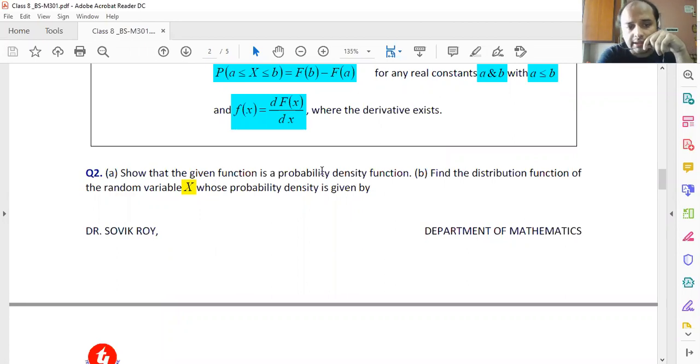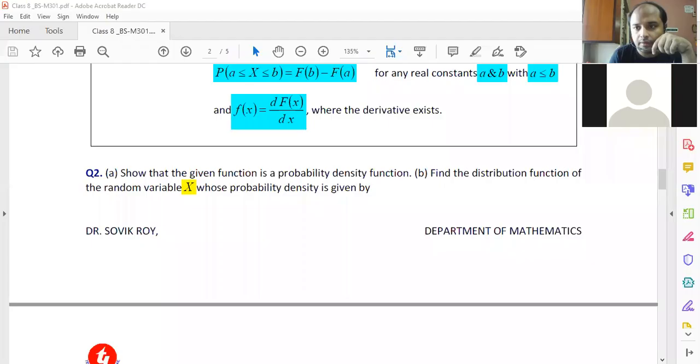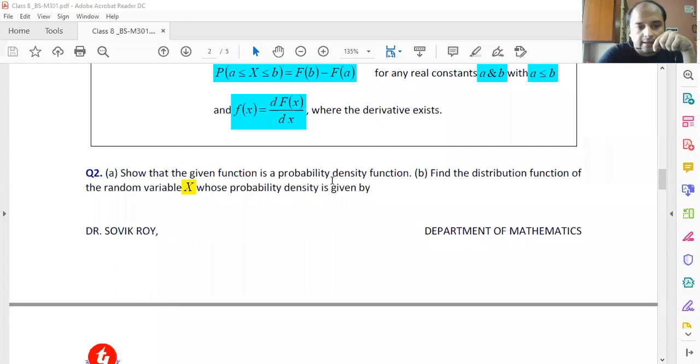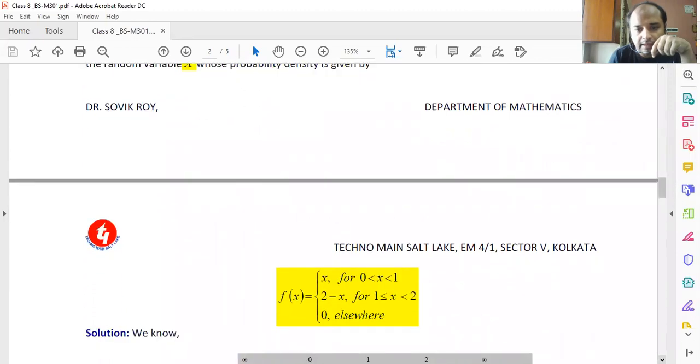I'm going to show that a given probability function is indeed a probability density function or not. And I'm also going to find the distribution function corresponding to it. Okay, so I'm going to show you the problem first. This is my probability function.